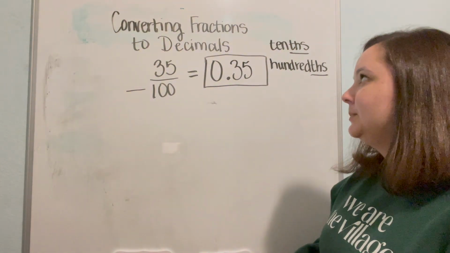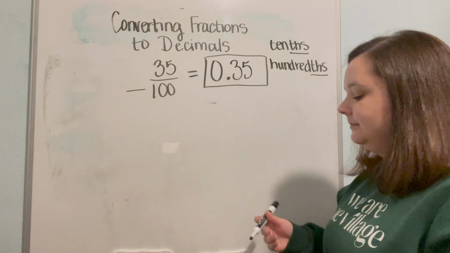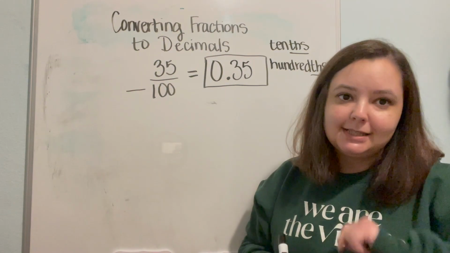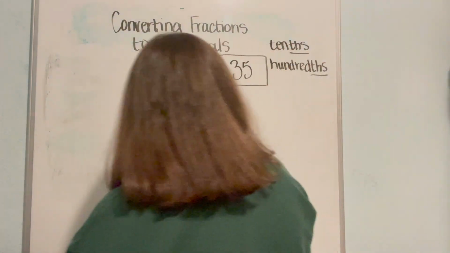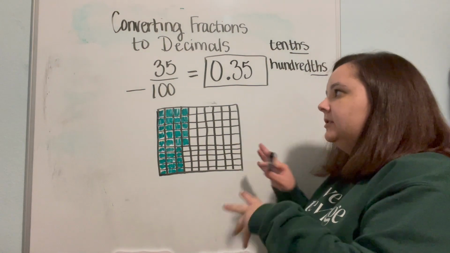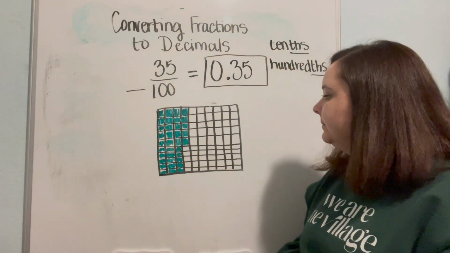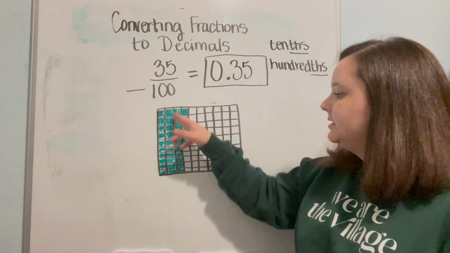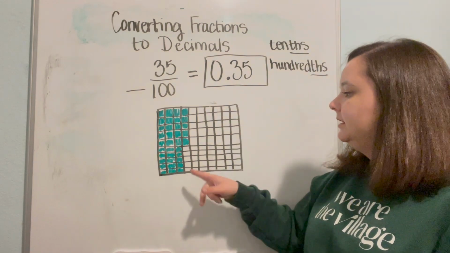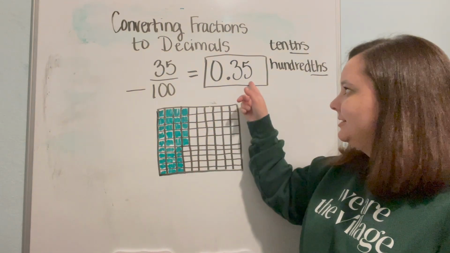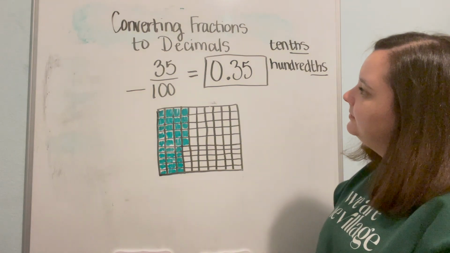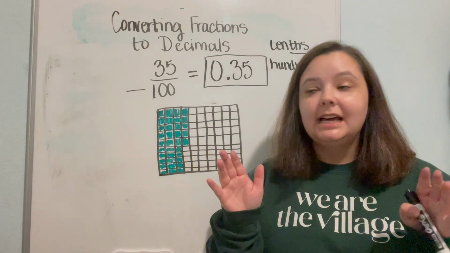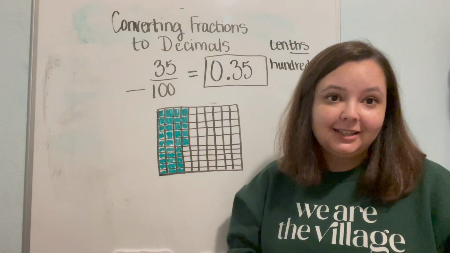Another way that you could do this is by looking at a model. So I'm going to go ahead and draw our model of 35 hundredths. So give me just a second. It's going to take me a little bit. Okay, now we have our model that represents our 35 hundredths. And we can see how many tenths we have here. We have 1 tenth, 2 tenths, 3 tenths, which is our 3 right here. And we have our 5 hundredths, which is right there. So it's important when you're converting fractions to decimals to just read it out loud, and that will literally tell you the exact way that you write it.